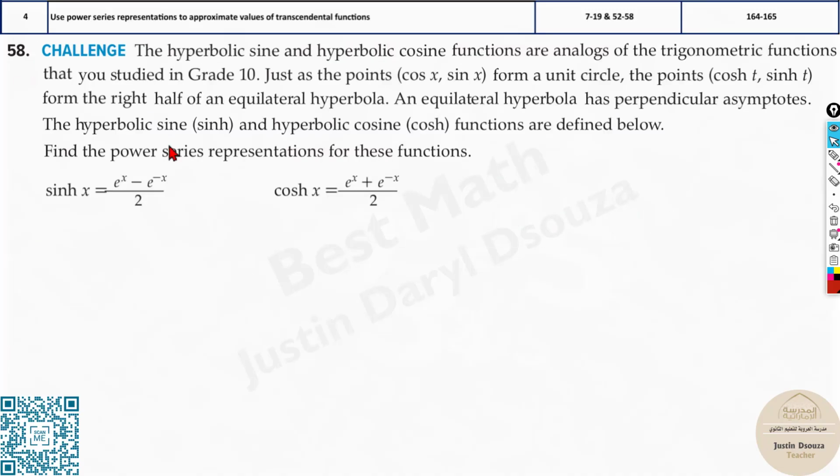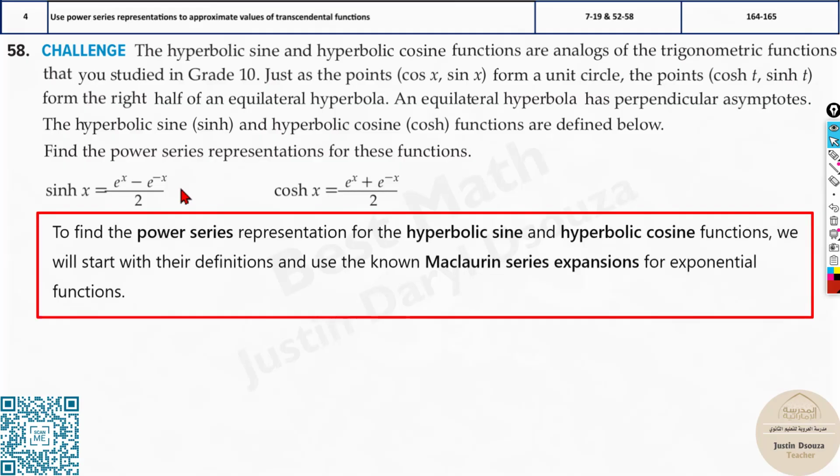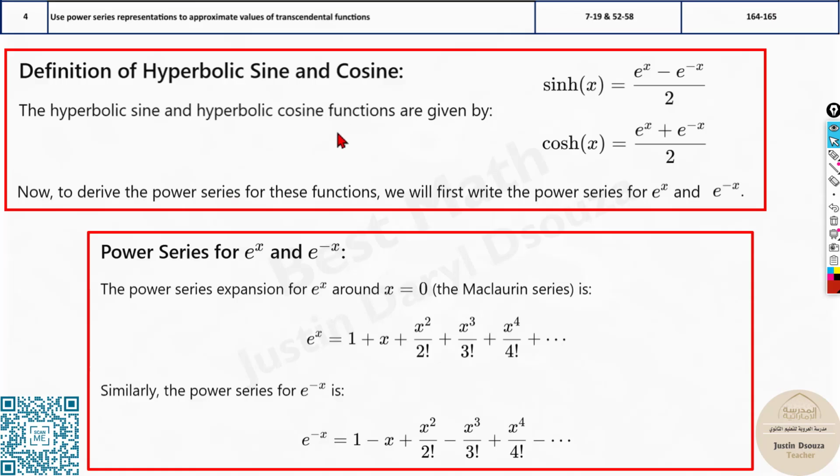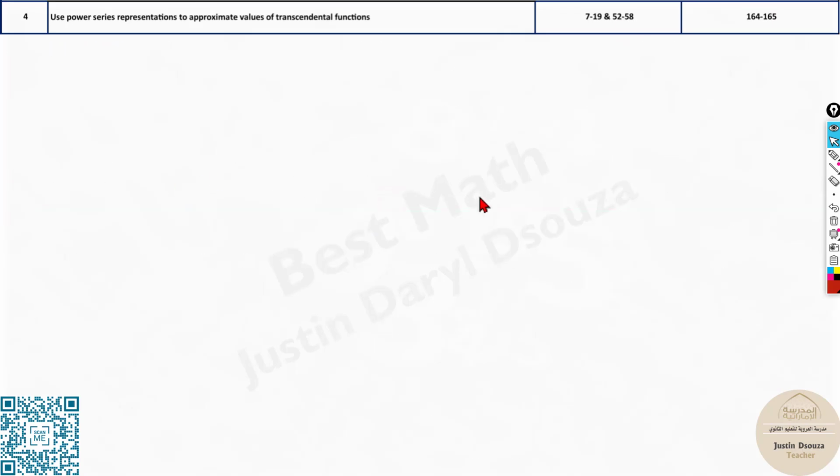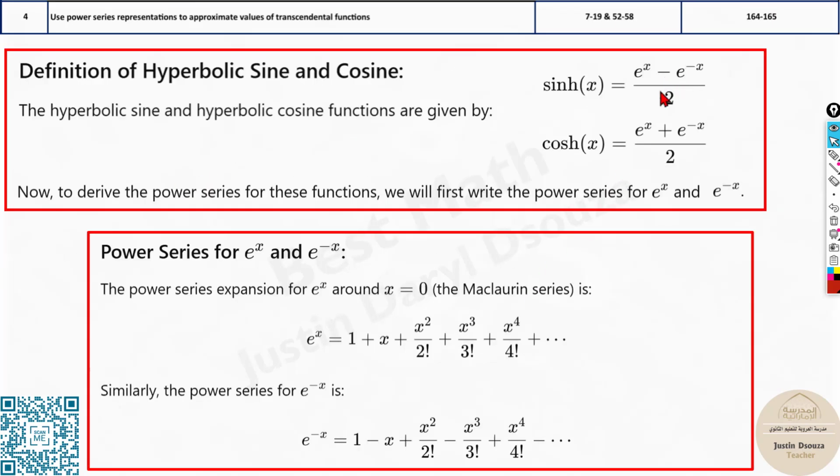The last problem is about hyperbolic functions. We need to prove these two are true. So again, I'll just run through them. As you know, power series can be expanded. We have to derive these formulas, by the way. So how do we derive them? We basically take sine hx and cosine hx, which were given over here, and we use the formulas.